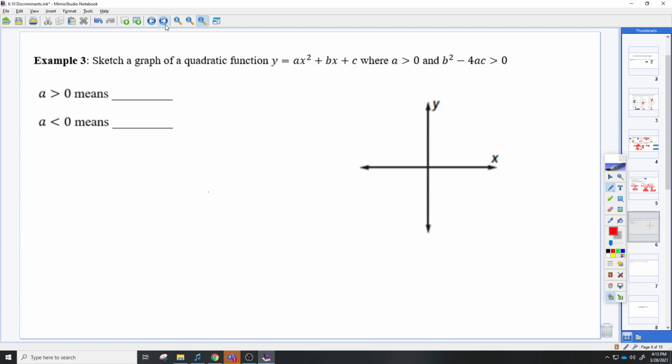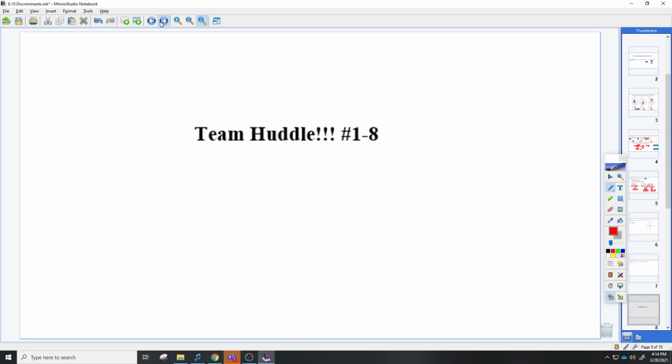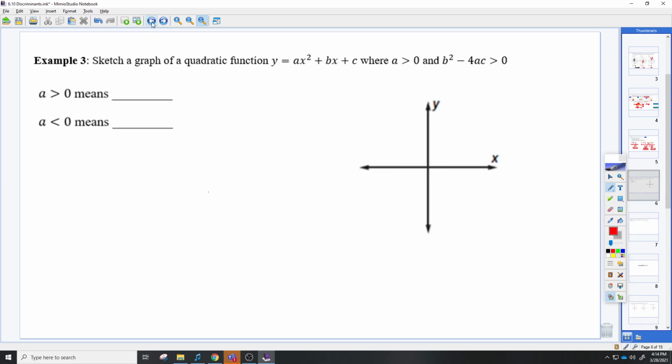All right, how about something a little bit more abstract? It's really not that bad, though. And we're almost done here. We'll be able to wrap it up.